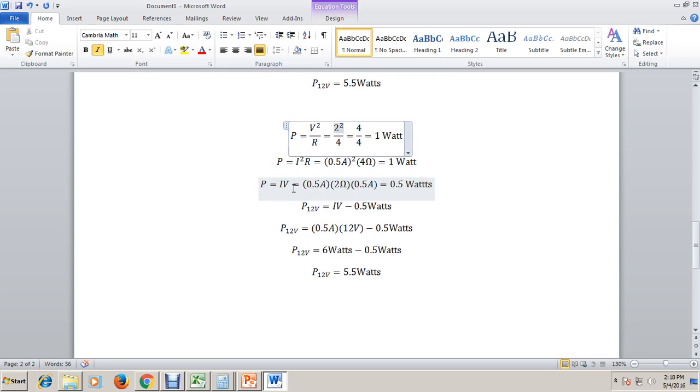As for the first form, we have I times V. So this is 0.5 amperes multiplied by 2 volts. This becomes 1 watt.